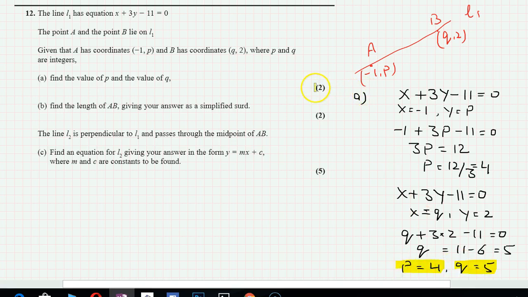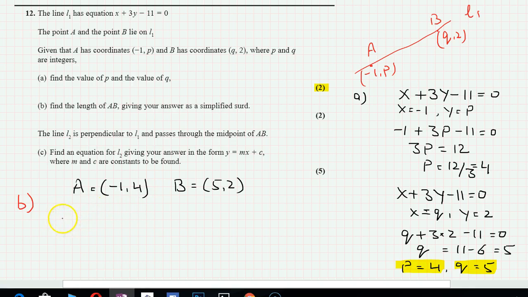So that is the value of p and q. This question was for 2 marks. So the coordinates of A are (-1, 4), and the coordinates of B are (5, 2), since q is 5. Part B is: find the length of AB, giving your answer as a simplified surd. So we have to find the length of AB.